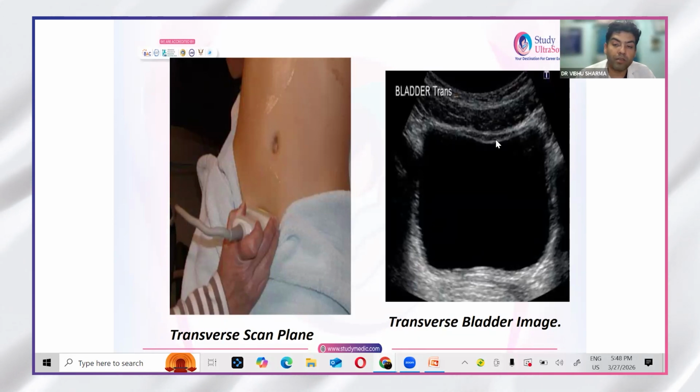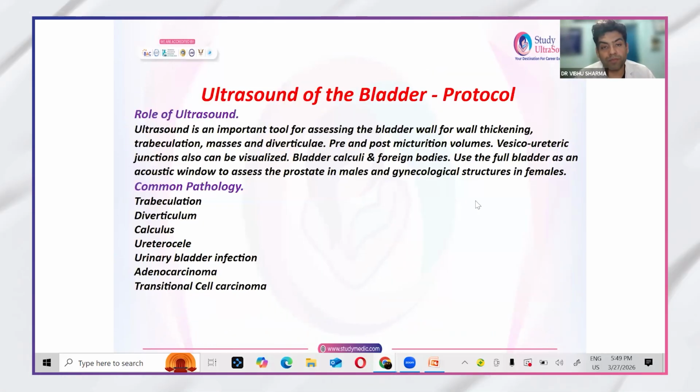You can see a square shaped structure, well distended, with peripheral walls, and you can very well see all the contours of the bladder. Because of the fluid within the bladder lumen, a good acoustic window is achieved, and any pathology can be easily localized within the bladder lumen.